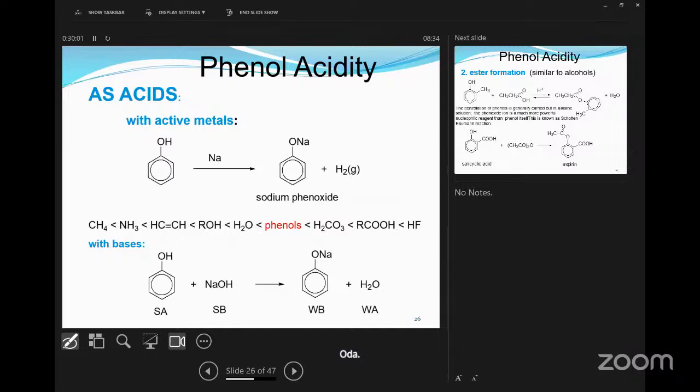That is, methane is less than, so HF is higher. That's the reactivity order when they want to react. So this is where phenol stands in the acidity order. That means all the ones on the left are less acidic than it, and all the ones on the right are more acidic than phenol.